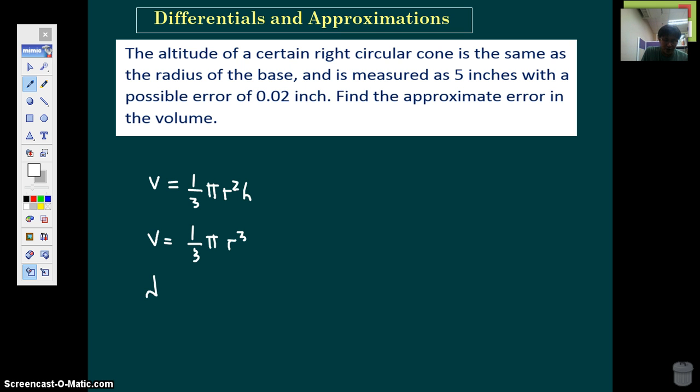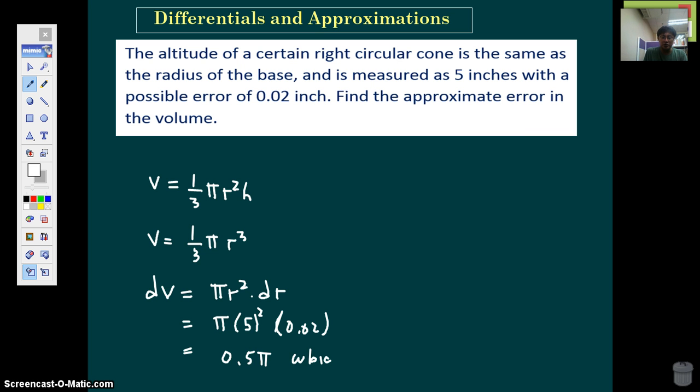Now, the differential, or the error in volume dV, would be equal to the derivative, which is pi r squared, times the error in the radius dr. All we need to do is get the numerical value of this differential dV by plugging in the given values for the radius, which is 5, and the error in the radius, which is 0.02 of an inch. So 5 squared is 25 times pi times 0.02. That will give us 0.5 pi, and then the unit, of course, is cubic inches, the error in the volume.